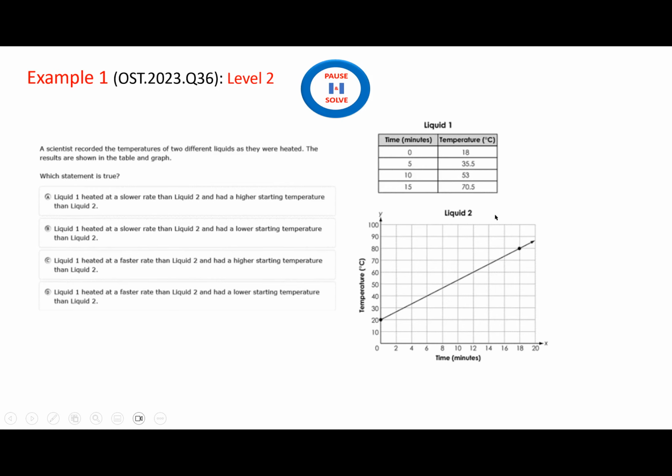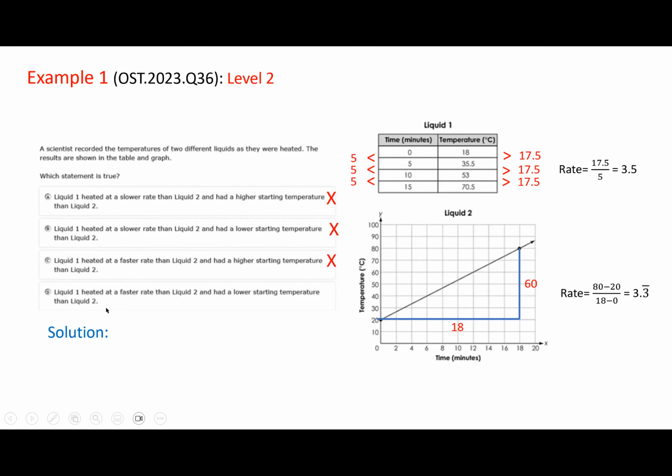Now we have all the information to be able to answer this question. What statement is true? Here the rate is higher, and here the starting temperature, 18, is lower. So let's see the options they're giving us. Liquid 1 heated at a slower rate than liquid 2. Is that slower? That's not slower, so you cancel that. You don't have to look at the second part of the sentence. Here, liquid 1 heated at a slower rate. Again, the same problem, it's not slower. Liquid 1 heated at a faster rate than liquid 2. That's true. Now let's look at the rest of the sentence here. And had a higher starting temperature. 18 is not higher than 20, so you cancel that one too. Now liquid 1 heated at a faster rate, yes, and lower starting temperature, 18, 20, yes. And that is your answer here.